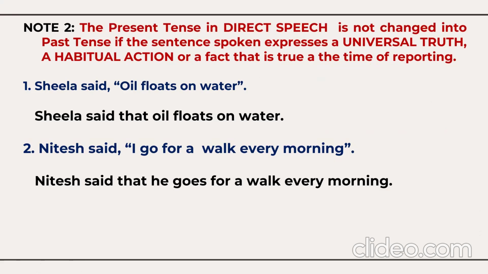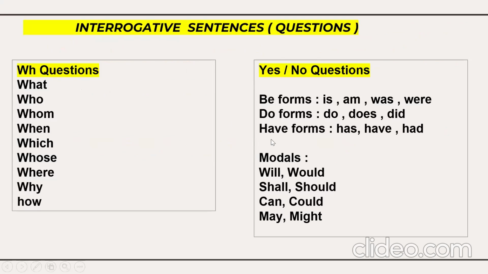Okay, now we will discuss converting direct to indirect speech with the help of three important themes. One is the interrogative questions, one is the exclamatory questions, one is the imperative questions. Okay, still I'm doing theory. Now, interrogative sentences. Interrogative sentence means the sentences which have the question mark.